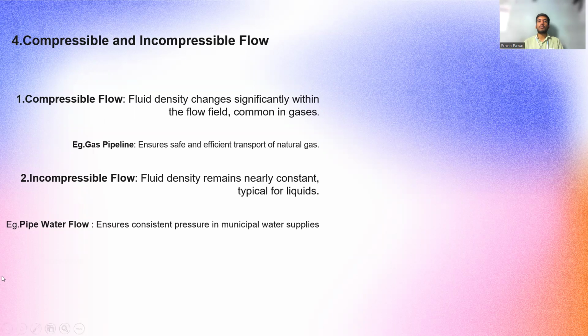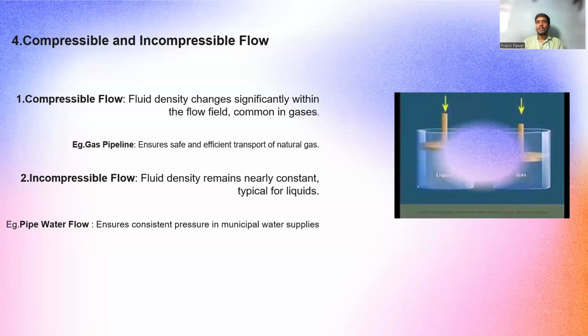Next is incompressible. Fluid density remains nearly constant, as in liquids. Example: pipe water flow ensures consistent pressure in municipal water supplies. Here in the image you can see that a liquid cannot be compressed, while gas we can compress and fit in small objects.